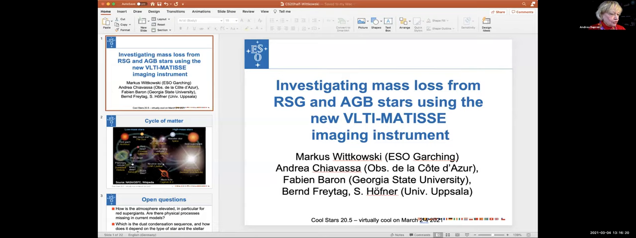We have two talks now. We have some new results. Markus Wittkowski is going to talk about investigating mass loss from red supergiants and AGB stars using the new mid-infrared MATISSE imaging instrument at the VLTI. Hi, Markus, and it's all yours.